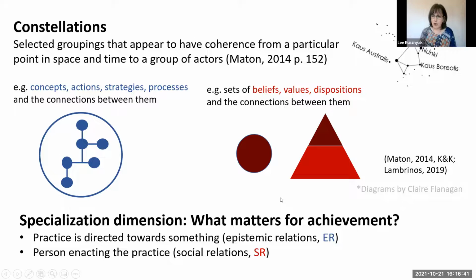We're also going to draw on the specialization dimension of LCT, which asks the question, what matters for achievement? A distinction is made between epistemic relations and social relations. A practice is always directed towards something. In this study, it's the practice of teaching, directed at enabling learning in particular environments. That sets up epistemic relations between the knowledge, the strategies for teaching, and the practice itself.